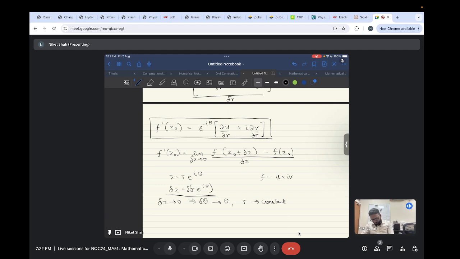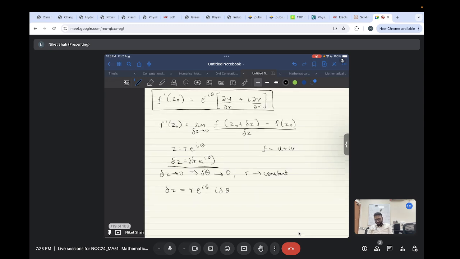Okay, so now we are slightly changing. Delta z would mean that we're keeping r as constant and we're slightly changing delta theta only. So what would delta z become? Delta z would become delta of r e raised to power i theta. r comes out common, e raised to power i theta remains as it is, and i del theta is what will come out.